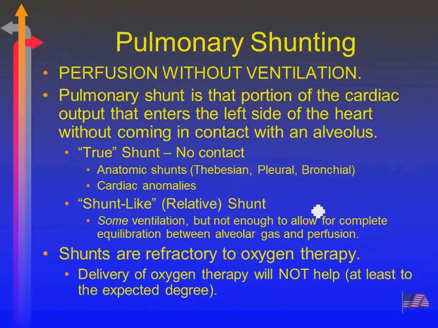So perfusion without ventilation is the definition of shunting. In the case of pulmonary shunting, it's basically that which goes from the right side of the heart back to the left without coming in contact with gas exchange and alveolus. Talked about the true shunts, anatomic shunts, and then we're going to look at what we're going to call relative shunts, meaning that there is a relationship where there is some ventilation, but it's not proportional to the amount of perfusion you end up having.